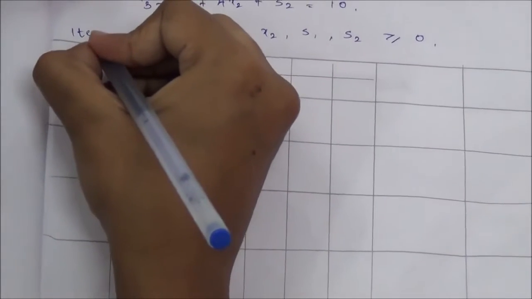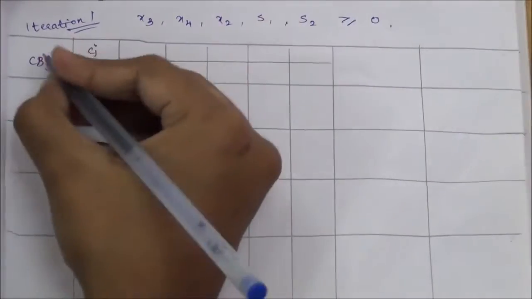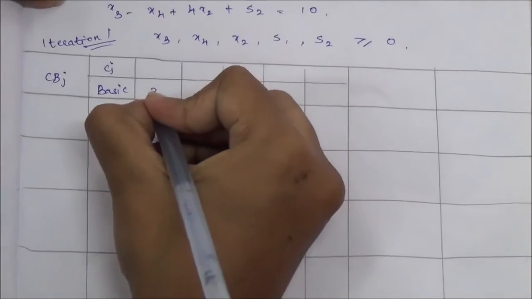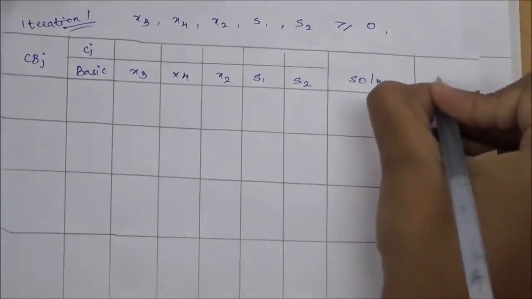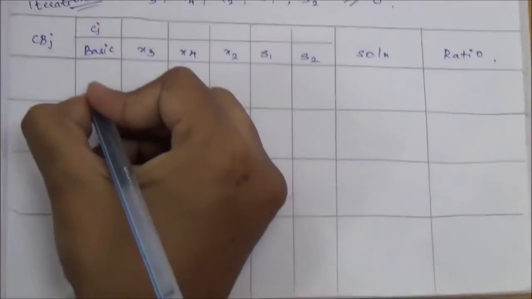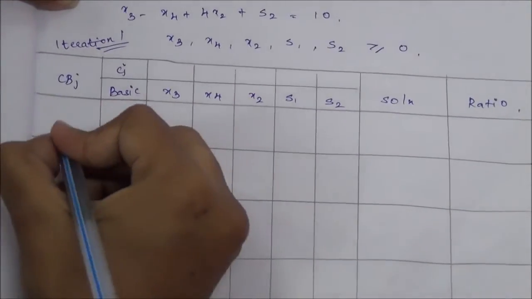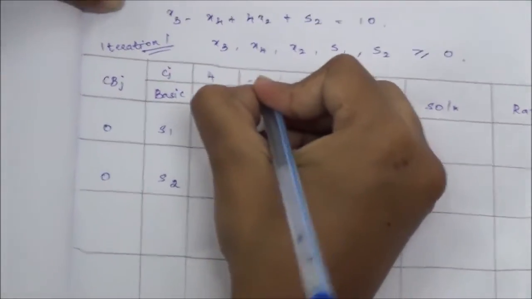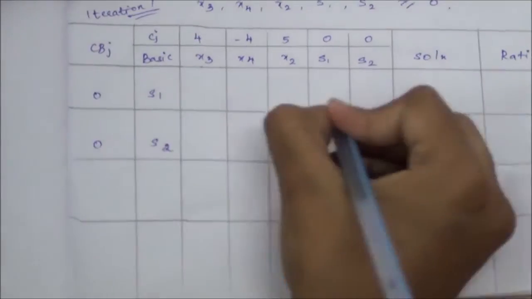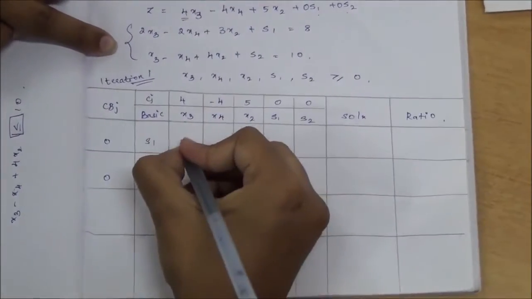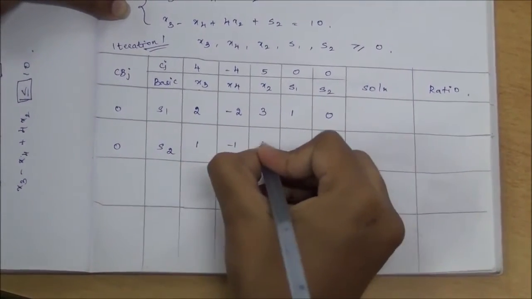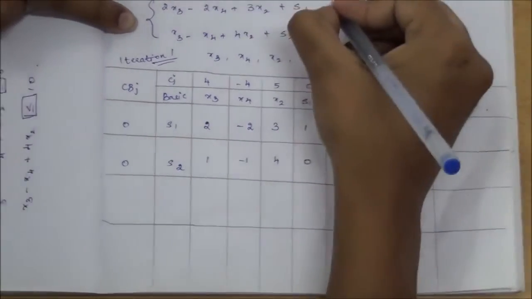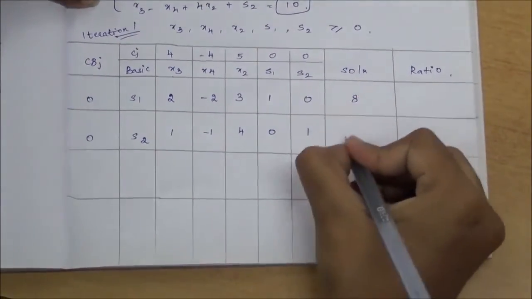And this will be the first iteration. The table will have basic variables, the variables x3, x4, x2, s1, s2, the solution and the ratio. In the basic column, we will include the slack variables and their coefficients will be 0 and 0. For these variables, the coefficients will be 4, minus 4, 5, 0 and 0. In this, the coefficients will be taken from the constraints. So it will be 2, minus 2, 3, 1, 0, and 1, minus 1, 4, 0, 1. The solution will be the right hand side of the problem, 8, 10.